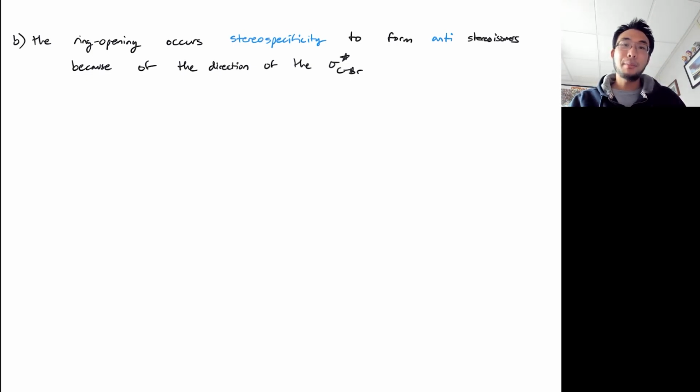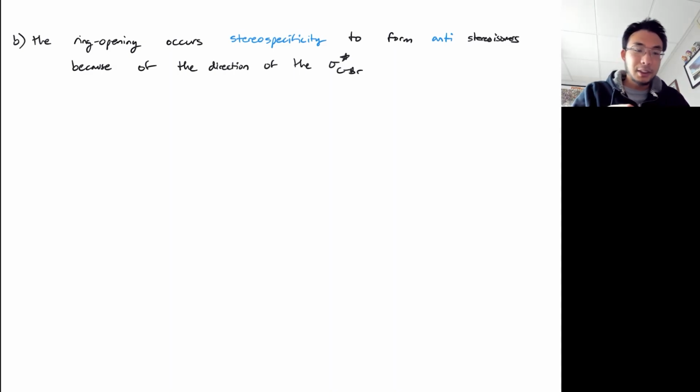The ring opening step where the halonium ion is broken open can occur only in one way, and so we call that stereospecific. That stereospecific process then forms anti-stereoisomers, and this is all because the sigma star bond that we're attacking with our nucleophile is necessarily pointed in only one direction and none other.